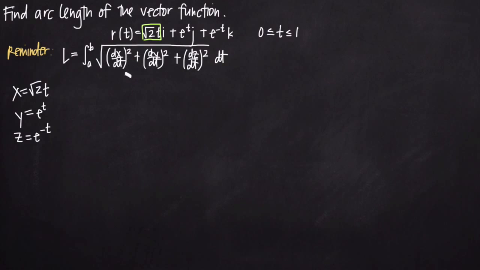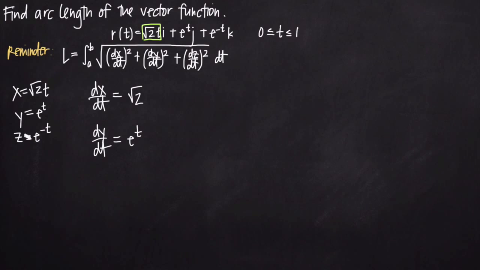So dx over dt is going to be the derivative of our x equation with respect to t. Taking the derivative of both sides, the derivative of square root of 2 times t is just going to be square root of 2. The t will drop away. Taking the derivative of y with respect to t, dy over dt is going to be equal to, of course, e to the t, which just stays the same.